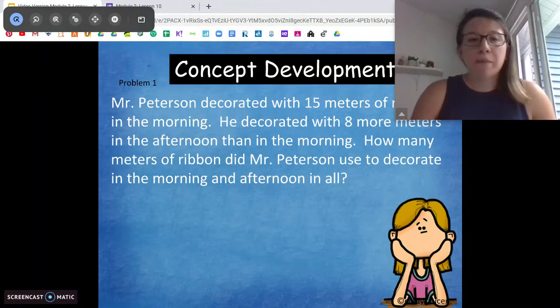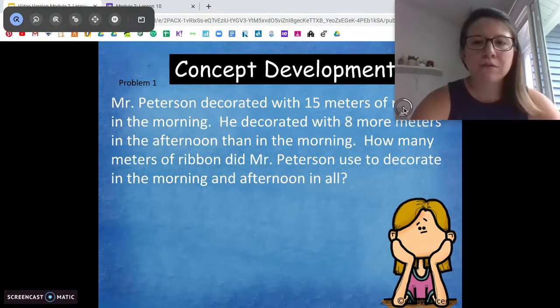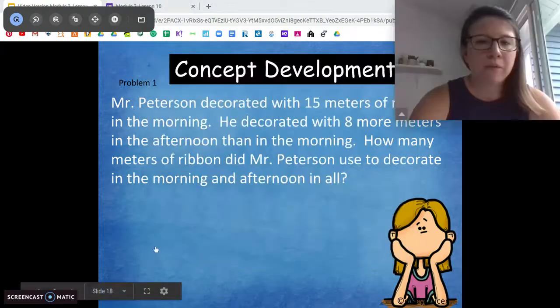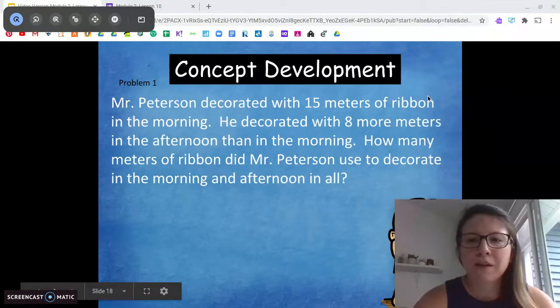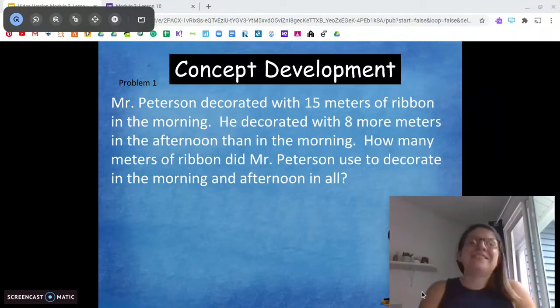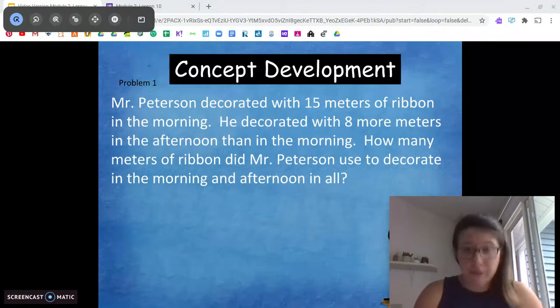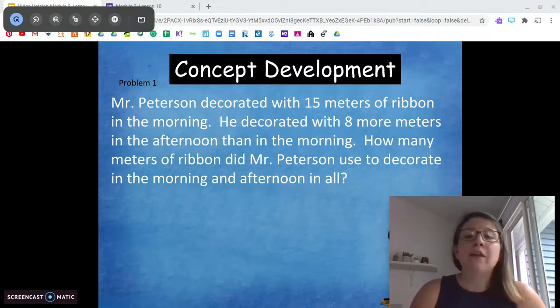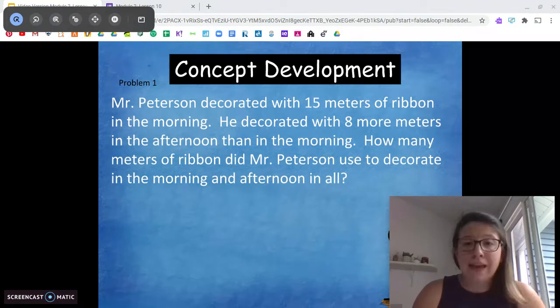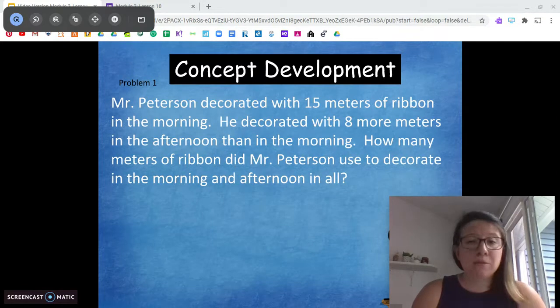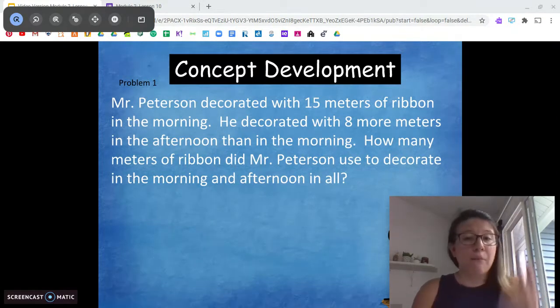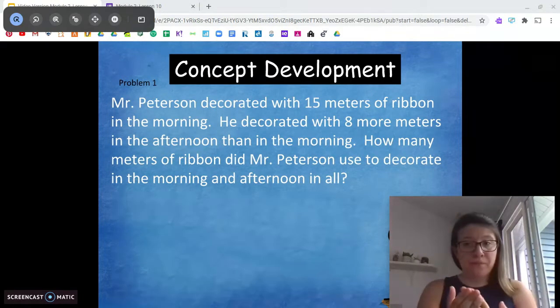So, first problem. It says, Mr. Peterson decorated... Ooh. Let me move my little thing here. There we go. Mr. Peterson decorated with 15 meters of ribbon this morning. He decorated with 8 more meters in the afternoon than in the morning. How many meters of ribbon did Mr. Peterson use to decorate in the morning and afternoon in all?